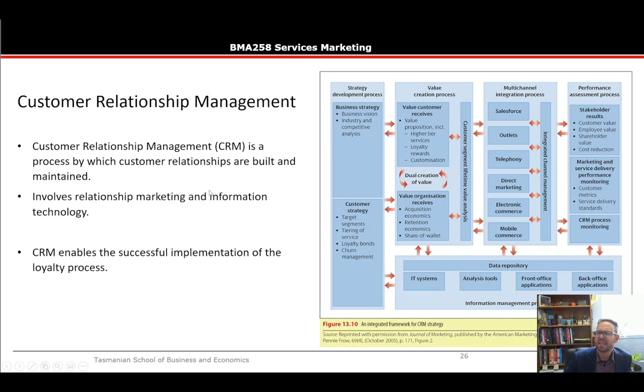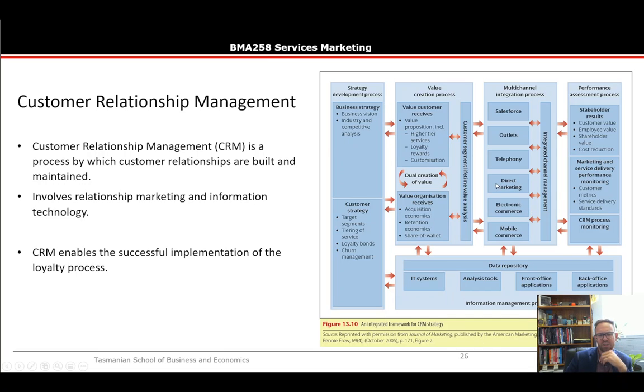And a lot of the data that we use to make decisions that we've been talking about in the past, like all the customer value segmentation and the pyramid, all that sort of stuff, comes through customer relationship management software. So CRM enables a successful implementation of the loyalty process. And here is a model: an integrated framework for CRM strategy.